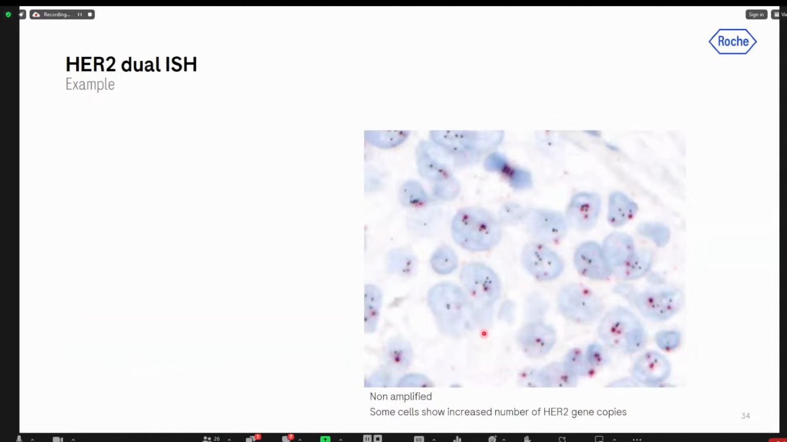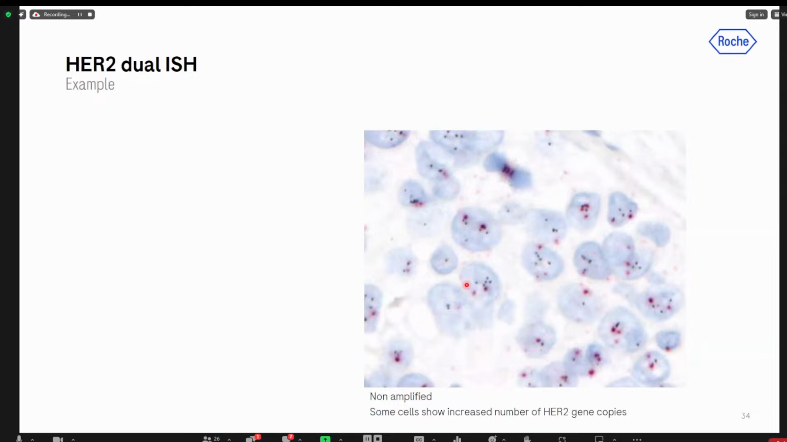to show a slightly increased number of HER2 gene copies. So now we're starting to come into the situation where we really want to start counting. So for instance, in this cell, we should count 1, 2, 3, 4, 5 over 2. Now we select this cell as well.